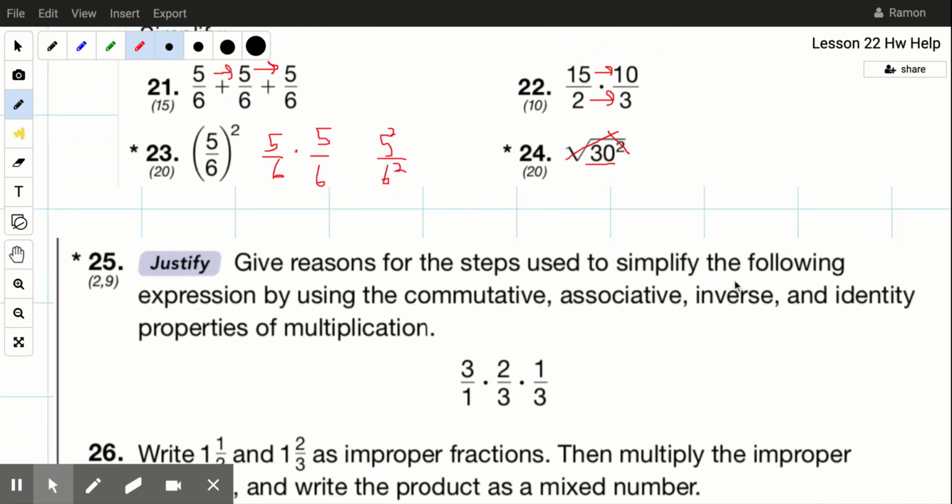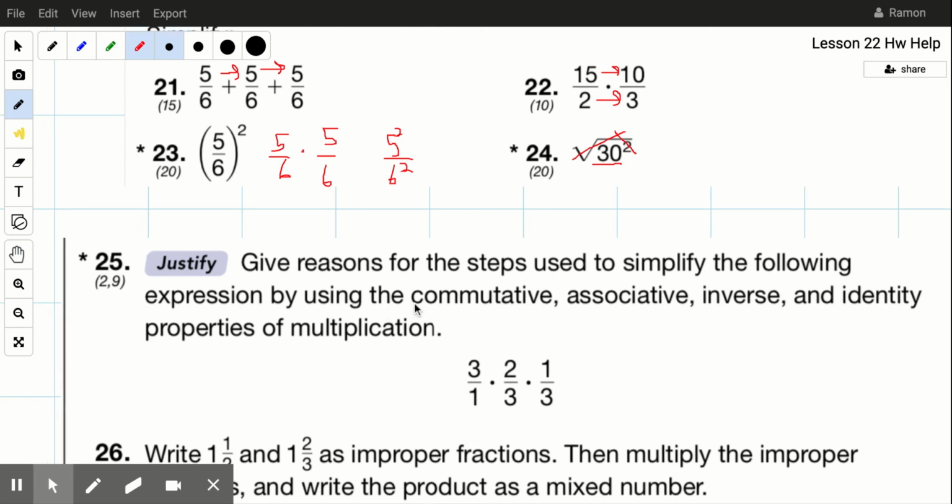25, give reasons for the steps to simplify the following expression by using commutative, associative, inverse, and identity properties of multiplication. So, commutative means we have to change the order first. So if I want to change the order, I want to write 3 over 1 times 1/3. And I do that because I see that those are inverse. Those are reciprocals.